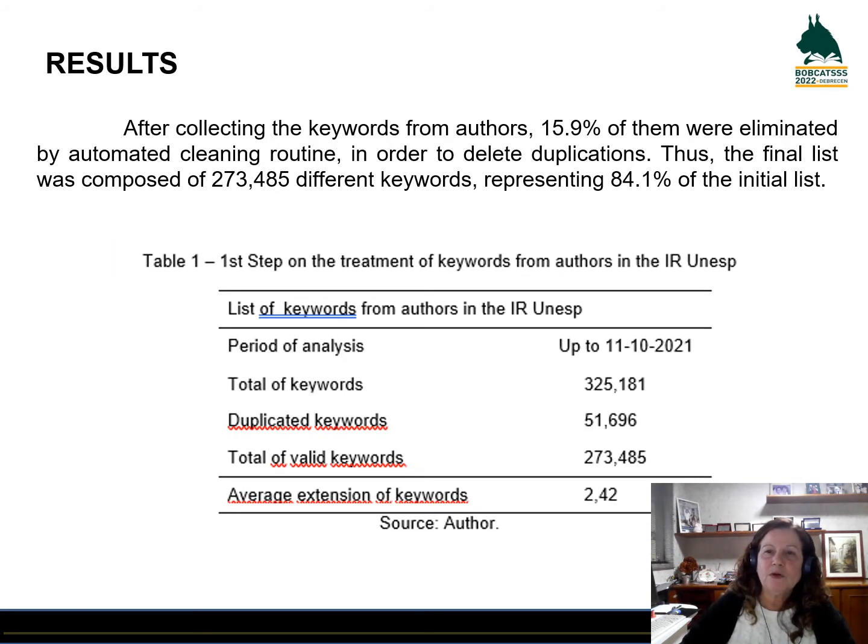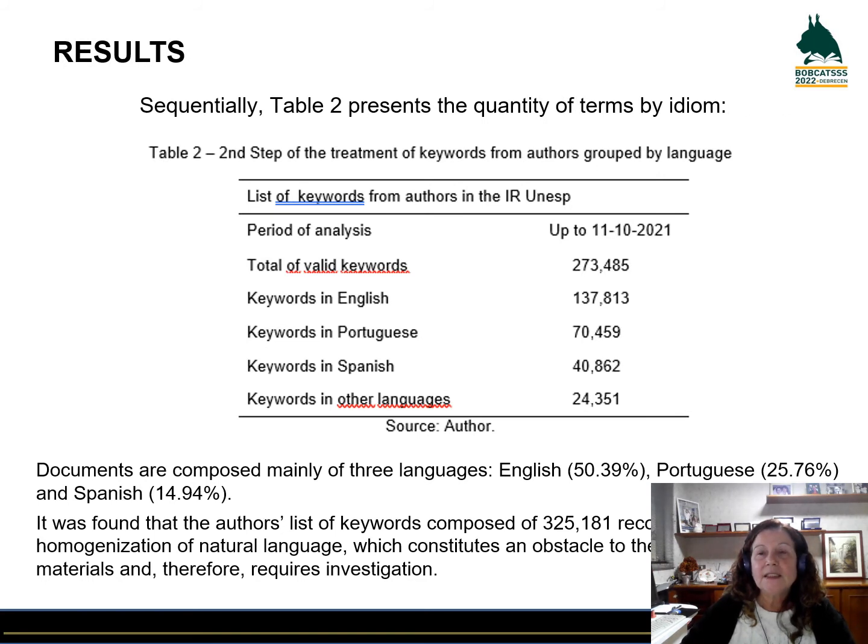The first criteria for vocabulary treatment were applied as in Table 1. After collecting the keywords from authors, 15.9% of them were eliminated by an automated cleaning routine in order to delete duplications. Thus, the final list was composed of 273,485 different keywords, representing 84.1% of the initial list. Sequentially, Table 2 presents the quantity of terms by idiom.